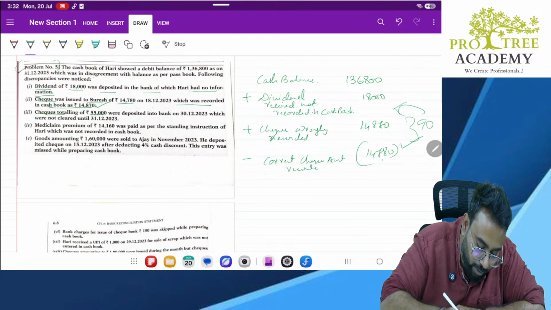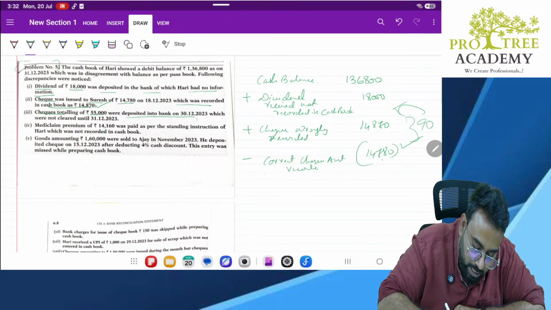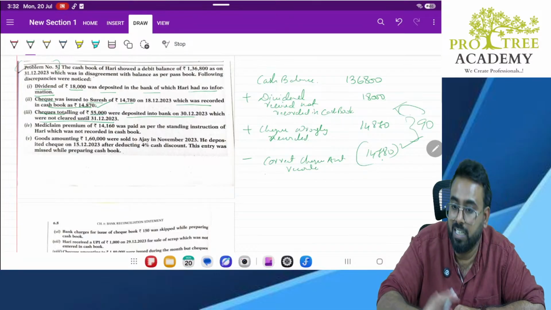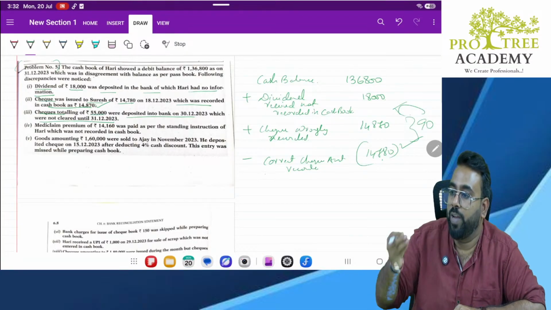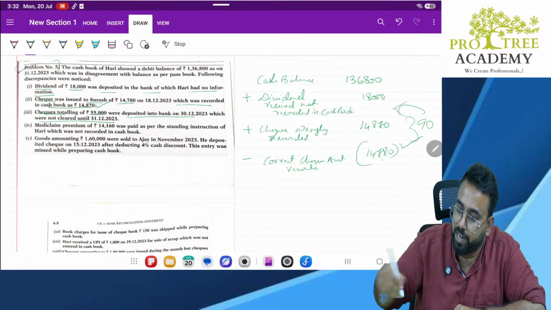Checks totaling to 55,000 were deposited in the bank on 30th December, which was not cleared until 31st December. So when I deposit the check, I would have already recorded it in my cash book.